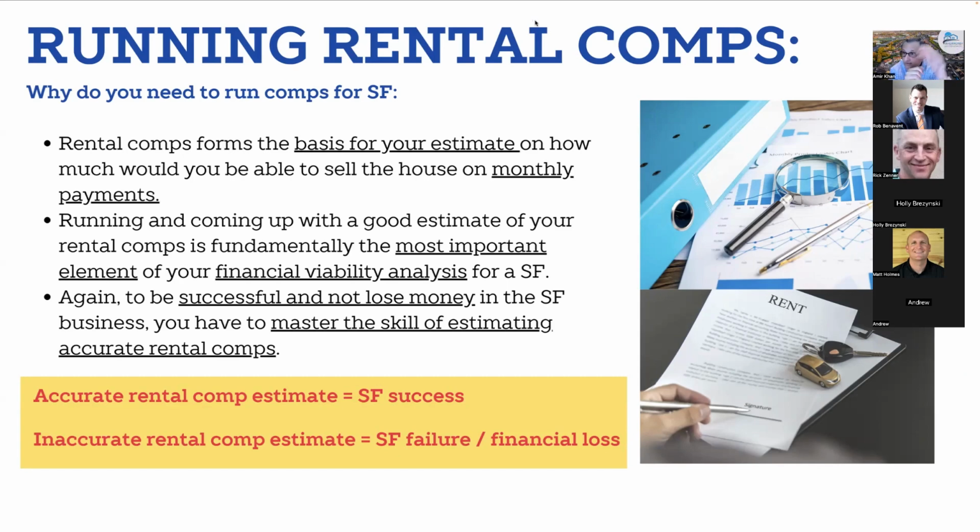So you're starting with income, right? If that itself is off, even by $100, you're going to be in trouble. In my opinion, this is way, way, way more important than anything else that we do in our analysis for SlowFlips. You don't want to be losing money when you buy a slow flip, so this is very important. An accurate rental comp estimate will ensure that you have a slow flip success.